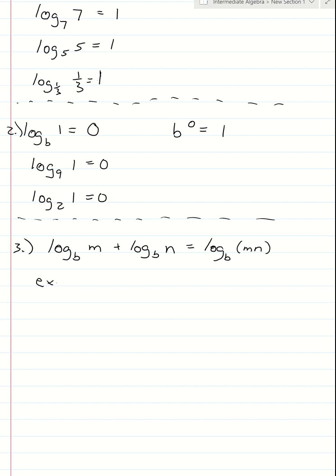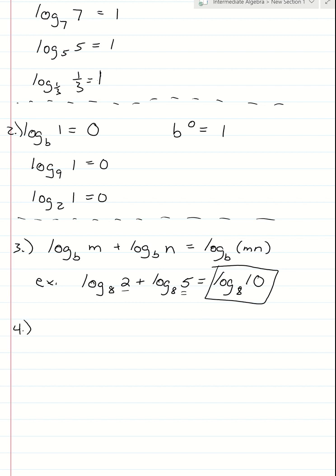For example, if we had the log base 8 of 2, and if I was going to add to that the log base 8 of the number 5, that would equal the log base 8 of 2 times 5, which of course would now give us 10. That would be your simplified expression. Okay, so we went from adding two logs that had the same base to one simplified expression.